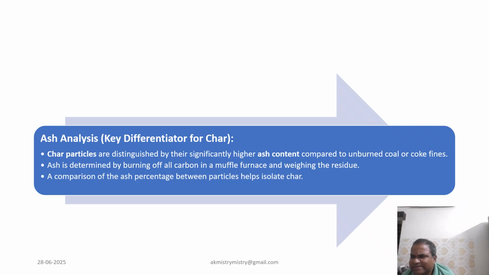We highlight ash analysis as a key way to identify char. Now char has much higher ash content than coal or coke fines. We measure this by burning off the carbon in a muffle furnace and weighing what's left. Comparing as a percentage, let us isolate char, improving our understanding of burnout. Next, we will look at visualization techniques.